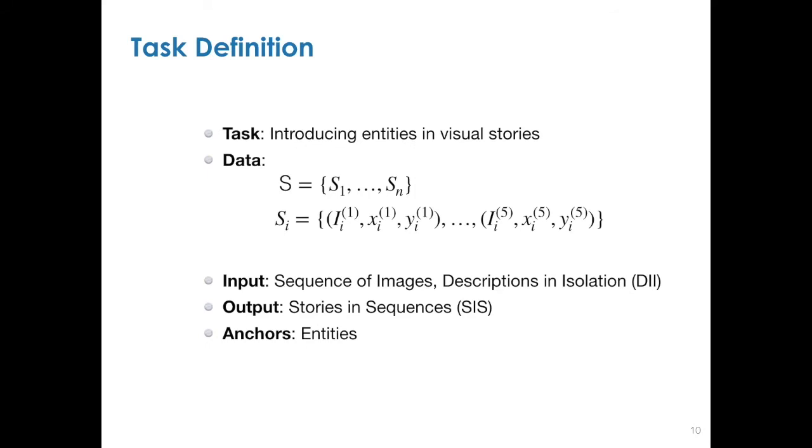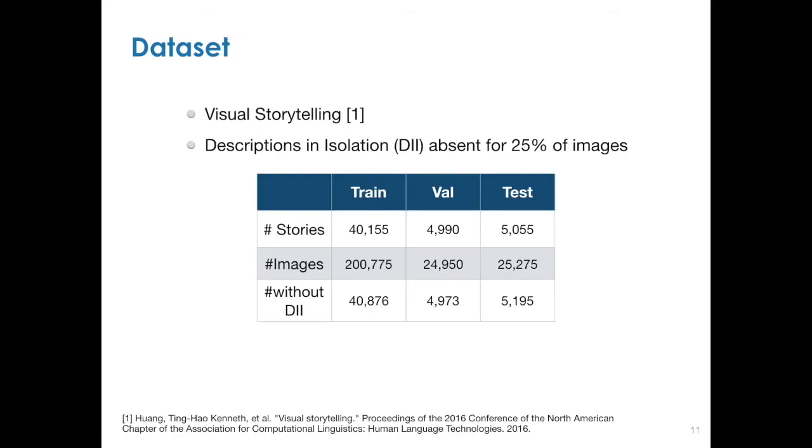Here, we focus on the task of generating stories from a sequence of images, also known as visual storytelling. In addition to generating the story, our specific task is to improve the content relevance by introducing relevant entities at relevant junctions. Formally, the dataset comprises a set of stories. Each story constitutes a sequence of 5 images denoted by I, image captions X, and stories in sequences Y. So the input is a sequence of images DII, and the output is a story in sequences, and the anchor units are our entities. We evaluate our methods on the visual storytelling dataset.